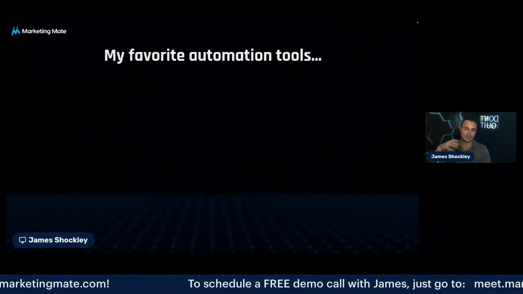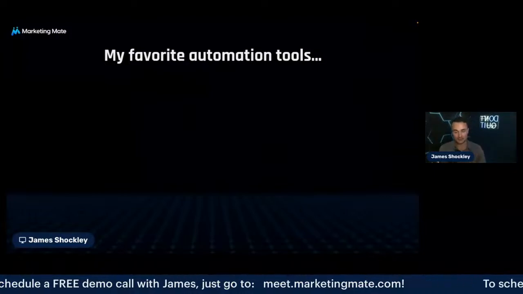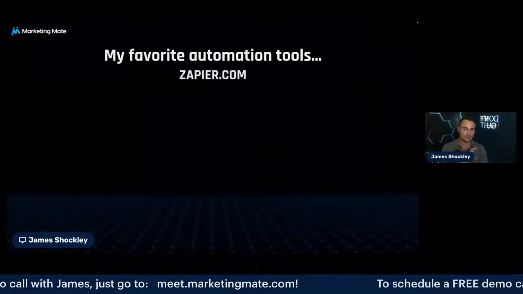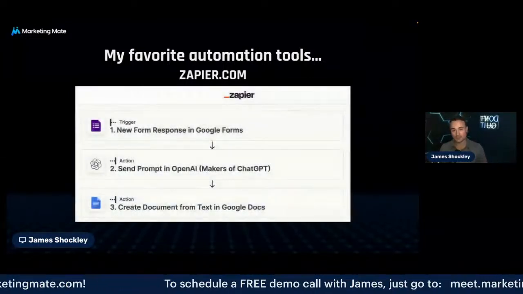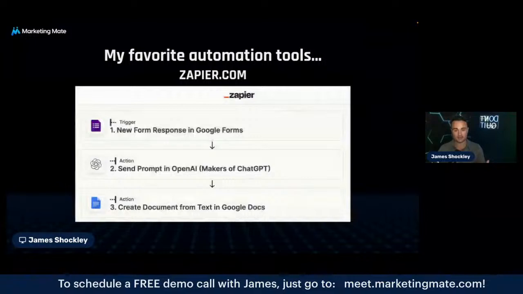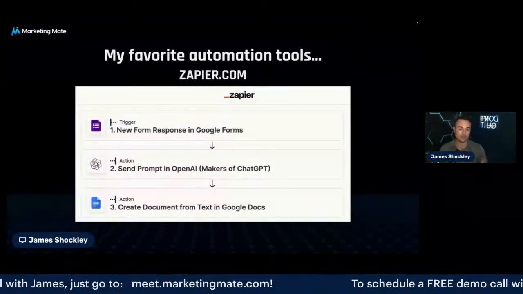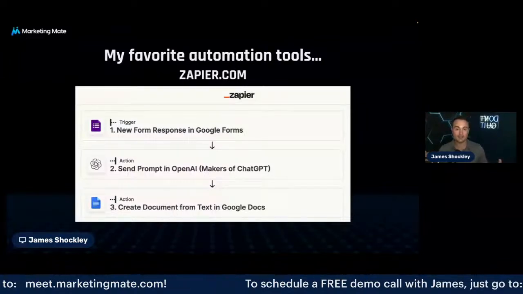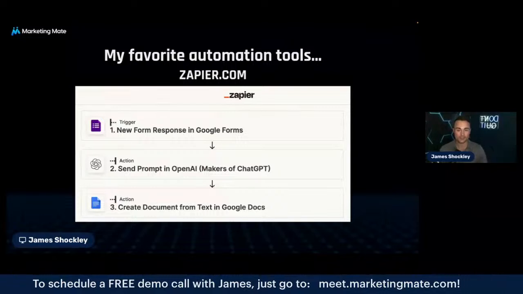Now, some of my favorite automation tools that I personally like and use every single day. The first one is Zapier. Zapier is probably the easiest one to start using today. This is kind of what I'm going to go over later in the presentation, where we have a form, we run it through the AI, and it creates a document, right? This takes literally probably 2 minutes to make.